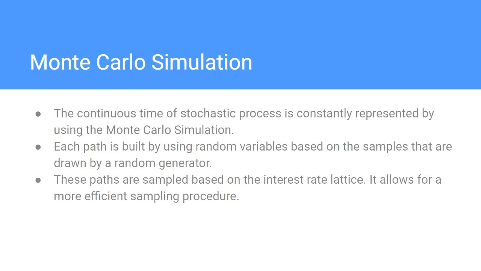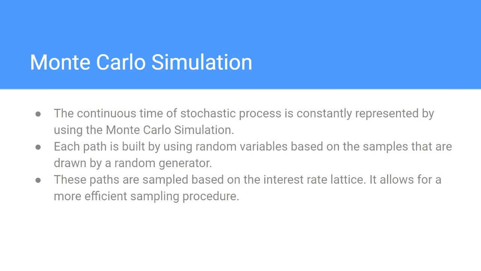So now we will talk about the Monte Carlo simulation. It is a continuous-time stochastic process and is constantly represented using the Monte Carlo simulation. Each path is built by using random variables based on the samples that are drawn by a random generator. These paths are based on an interest rate lattice and allow for more efficient sampling and procedure.